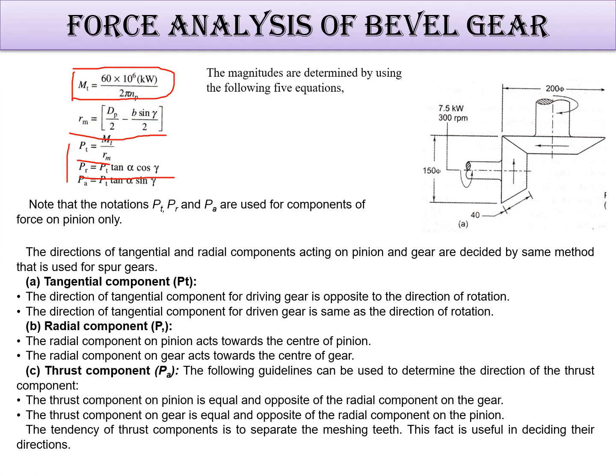Direction of the tangential component for the driving gear is opposite to the direction of rotation, and the tangential component of the driven gear is the same as the direction of rotation. Same is for the radial and for the thrust load. You can read out this part.